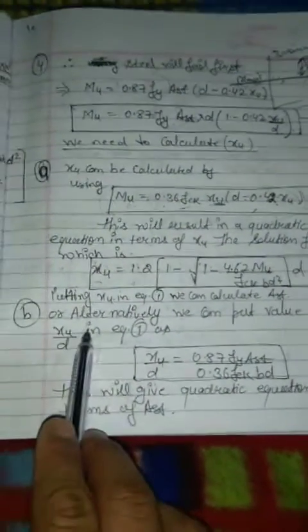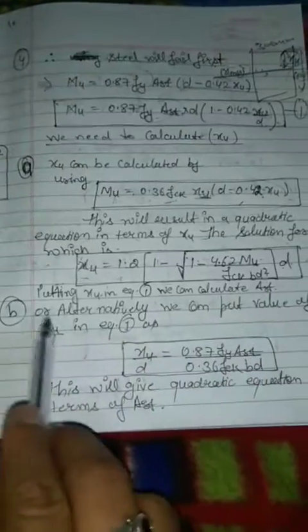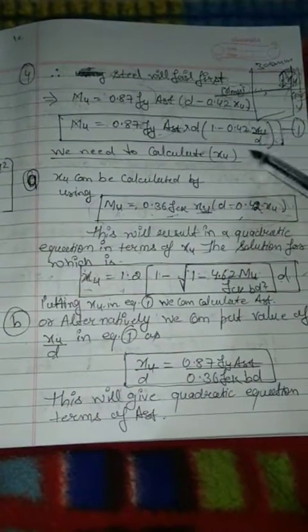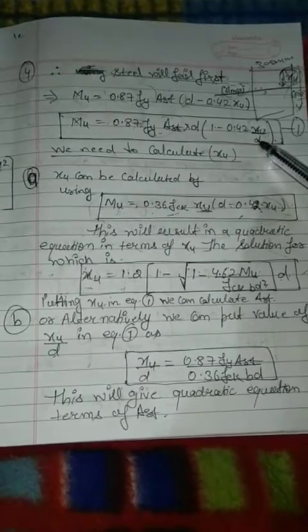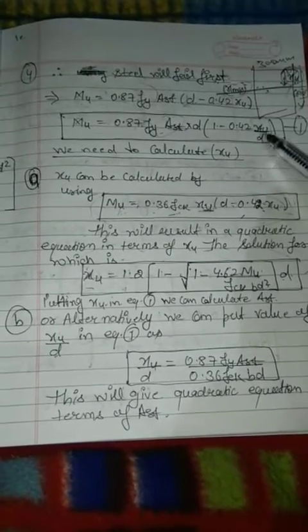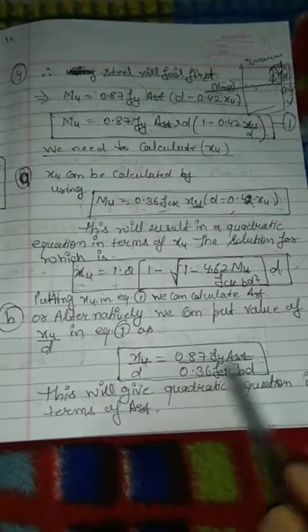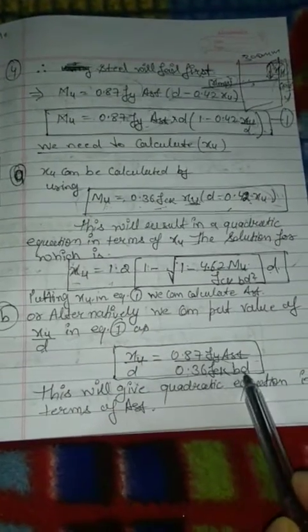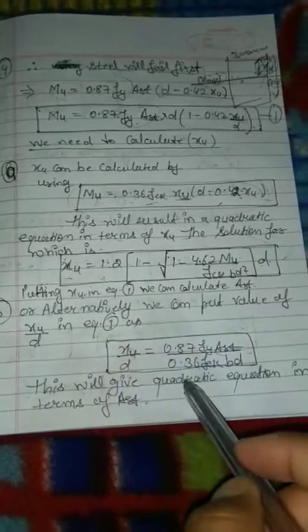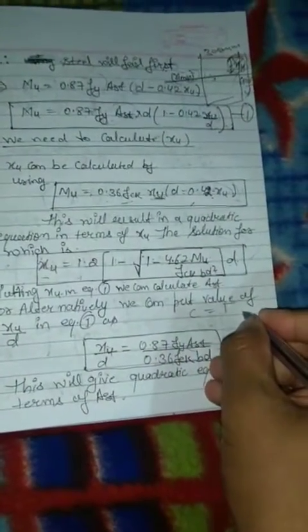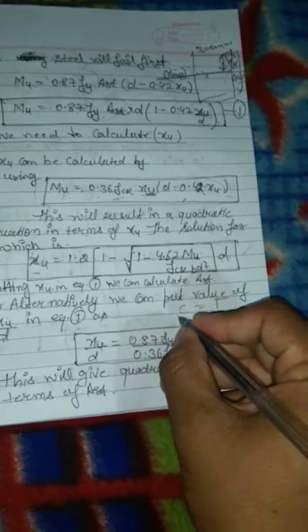Or alternatively, we can put the value of XU over d in equation number 1. We can put the value of XU over d in the equation. So what is your XU over d? XU over d is 0.87 fy Ast upon 0.36 fck b d. How does this equation come? When we take C equal to T. What is C? C is the compressive force.